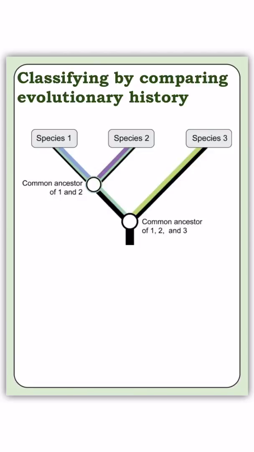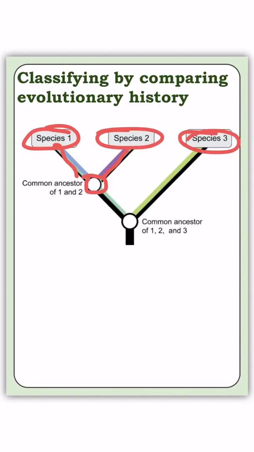But real quickly here, when we look at species 1 and species 2, they have a common ancestor. So this phylogenetic tree is showing that relationship. Species 3 does not have a common ancestor individually with 1 or 2, but if we go back far enough, it does actually share an ancestor with what would later become species 1 and 2.